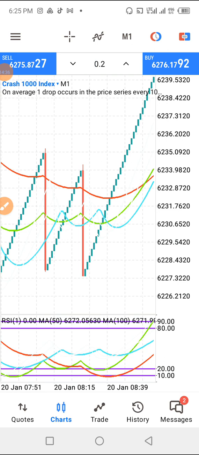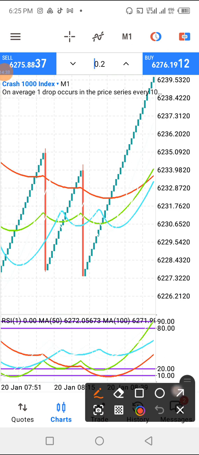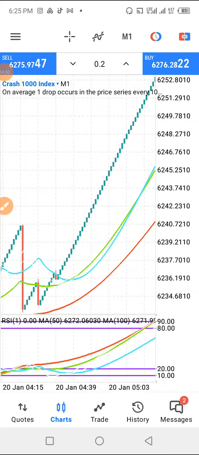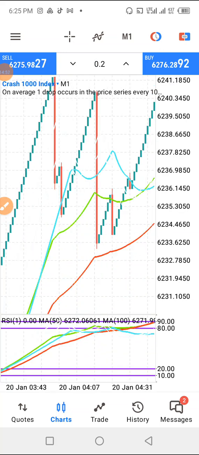When it touches here, level 20, and it crosses, don't be greedy, because you are going to make much profit. And don't open too many positions, guys. Make sure you don't open too many positions. Then how can you use it to catch spike?